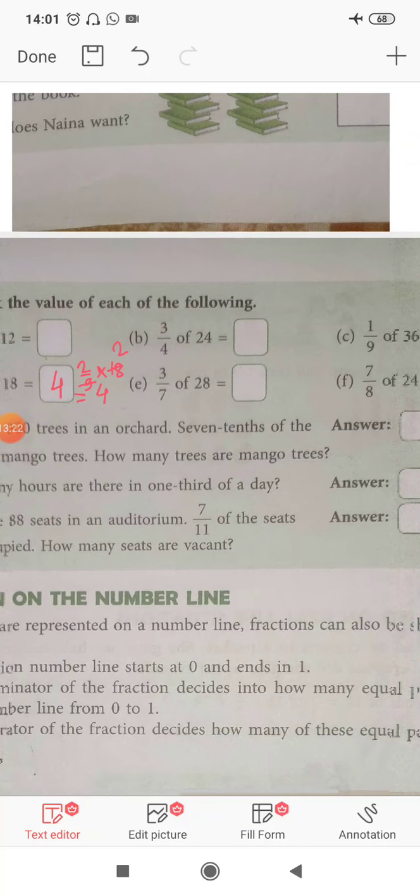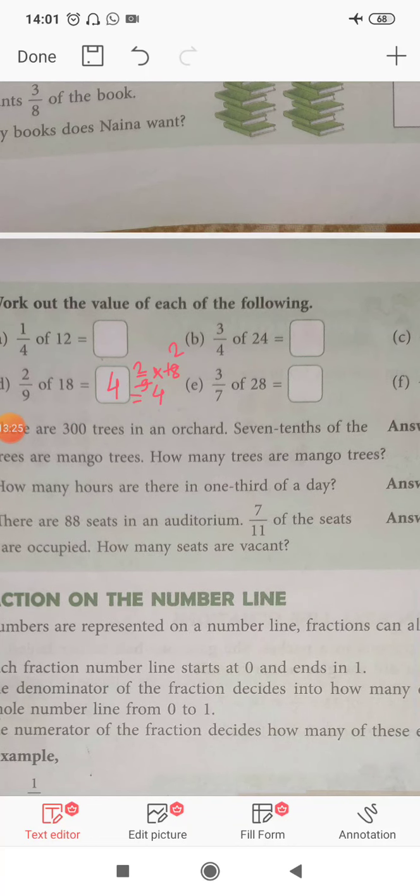Okay everyone, so what you will do, you will solve it by the same process. 7 by 10 multiplied by 300. So what will be the answer? Can you guess? Yes, the answer is 30 multiplied by 7, that is 210.